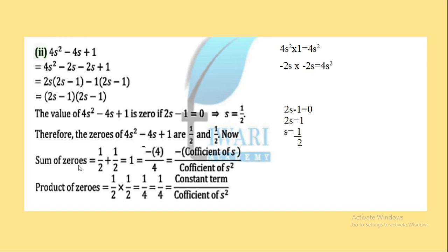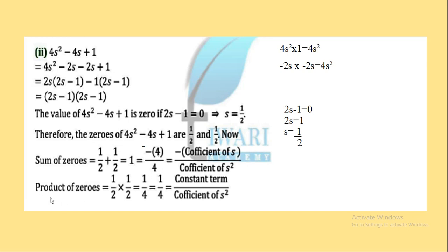We have the sum of the zeros equal to 1 by 2 plus 1 by 2 equal to 1. And this 1 can be written as minus of minus 4, because to make it in the form minus of coefficient of s by coefficient of s square, we can write this 1 as equal to minus of minus 4 divided by 4, where this minus 4 is the coefficient of s and 4 is the coefficient of s square.